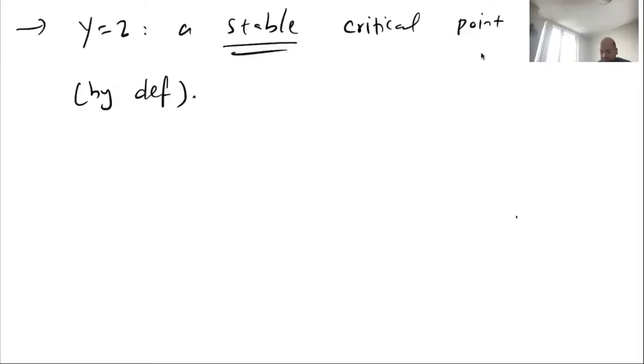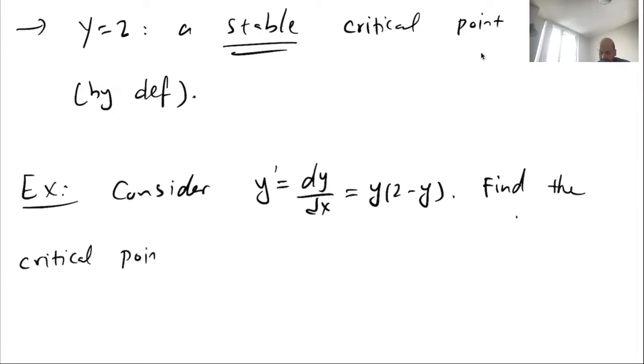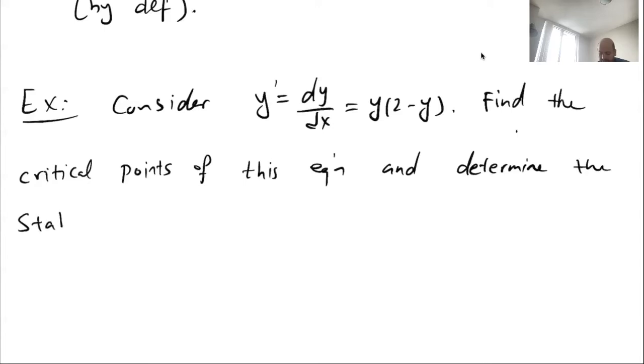All right, let's look at the next example. Consider y prime equals dy/dx equals y times (2 minus y). Find the critical points of this equation and determine the stability of each of those critical points.